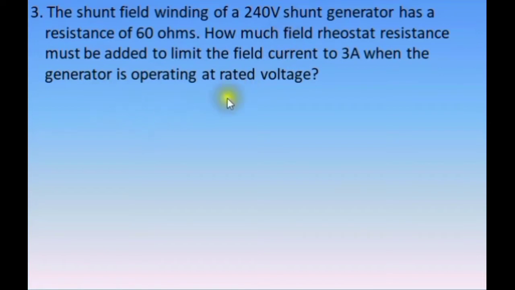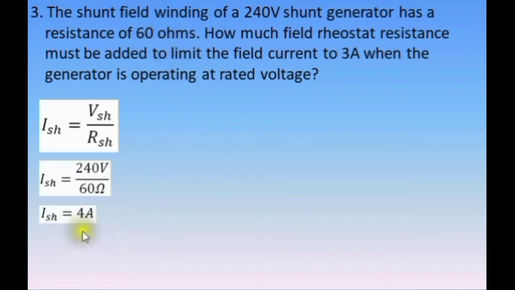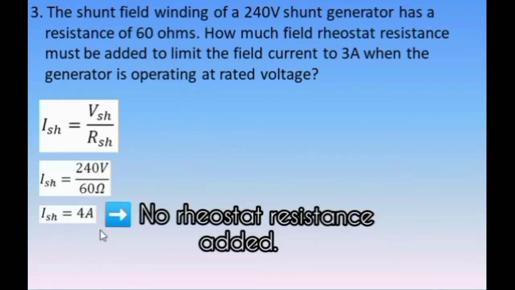Because if the field circuit does not have a rheostat, then computing for the field current, we have ISH equals VSH over RSH. We know that the shunt field voltage is equal to the terminal voltage, that is 240 volts. Substitute the values. Shunt field current equals 240 volts divided by 60 ohms. We have 4 amperes. The problem says that it is desired to limit the field current to 3 amperes.